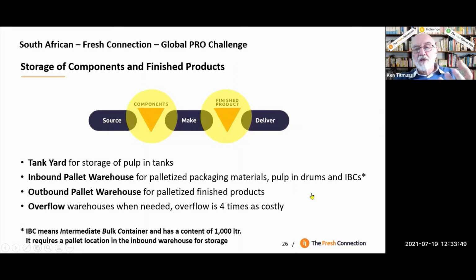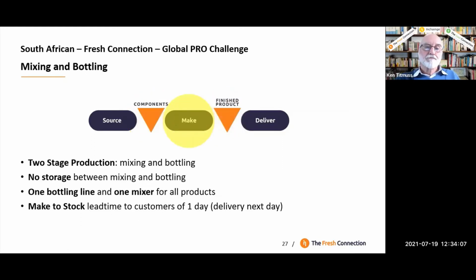So we palletize all our finished products. And so we have a warehouse that takes those. But we also have overflow warehouses, as I mentioned. But that's going to cost you 4 times what it costs you keeping it in your own warehouse. So you need to determine how big these warehouses should be.